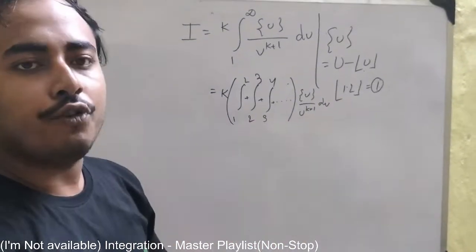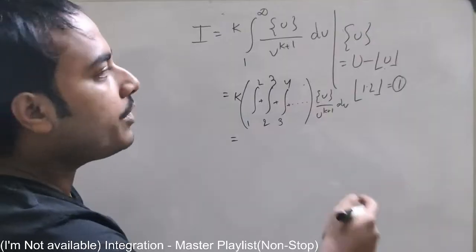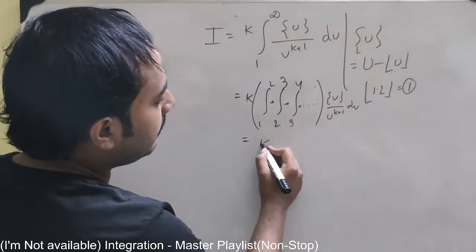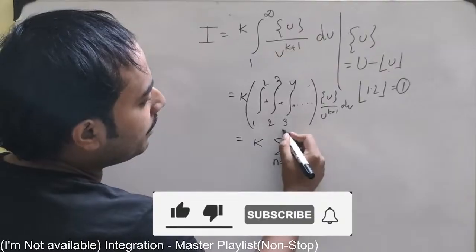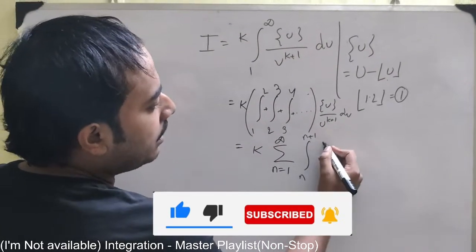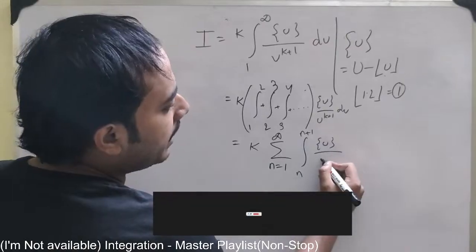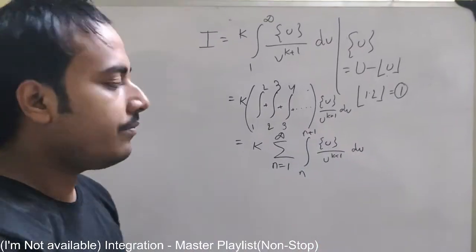Now how to write this formally? What you can do is, since all these integrals would be additions because we are breaking it down, we can simply write k times summation n equals 1 to infinity, and then integrate from n to n plus 1. What we are integrating? u by u to the power k plus 1 du. Correct?